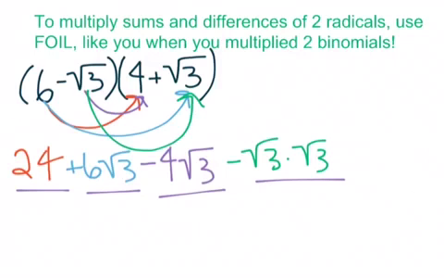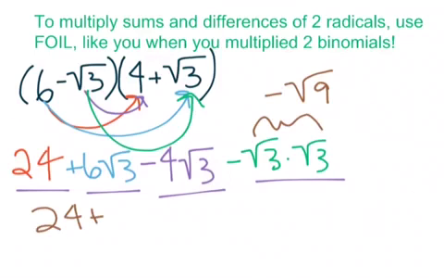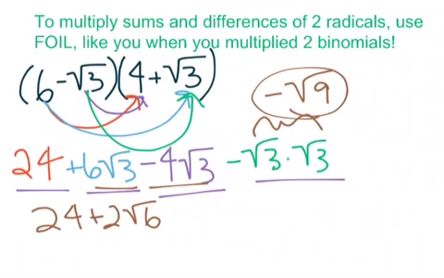Now, negative square root of 3 times the square root of 3 right here is going to give us the negative square root of 9. Okay? So let's do this. So we have 24 plus 2 square root 3, because these are like terms. Then we have the square root of 9 right here, which is going to be equal to negative 3.